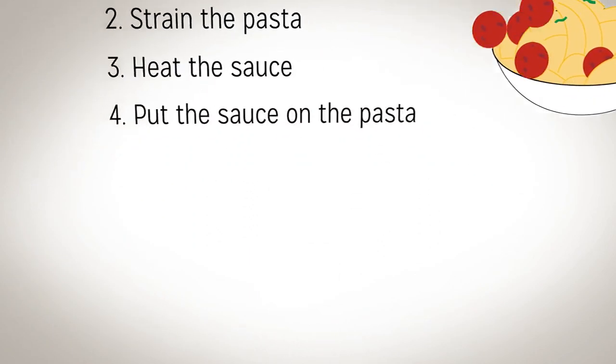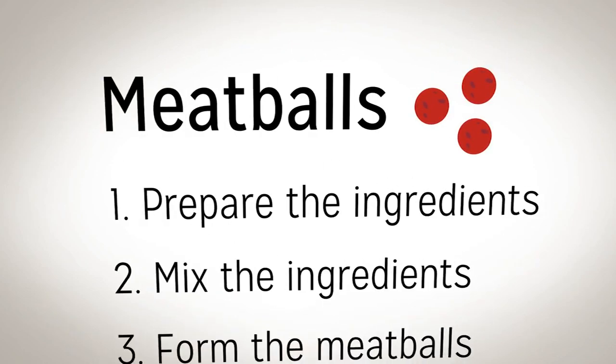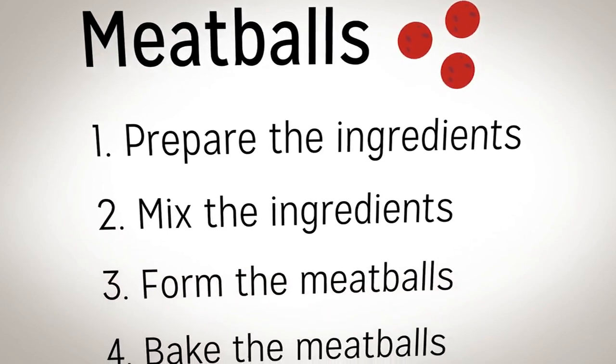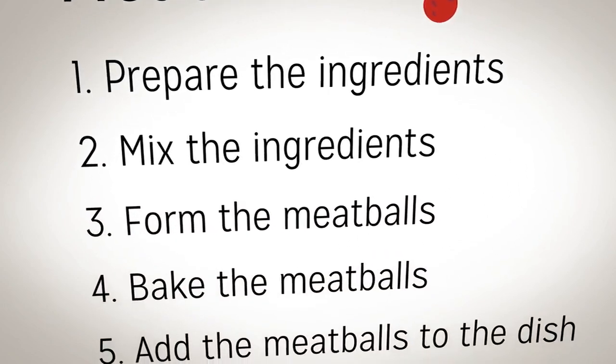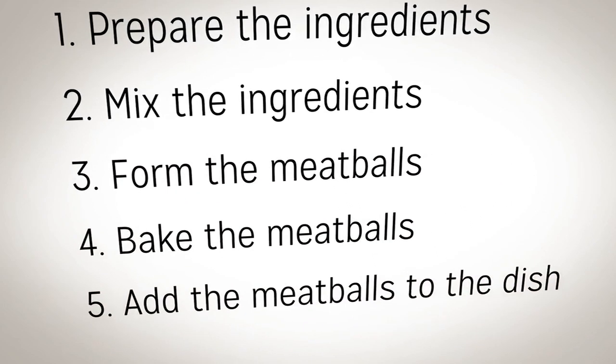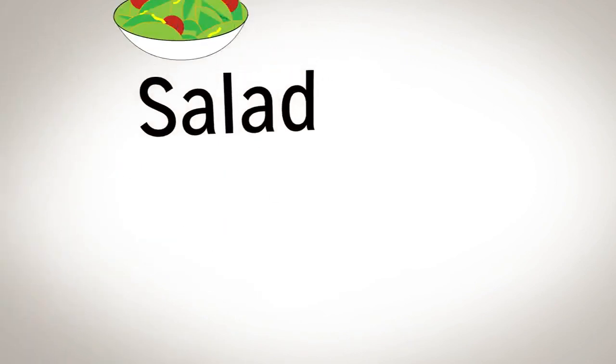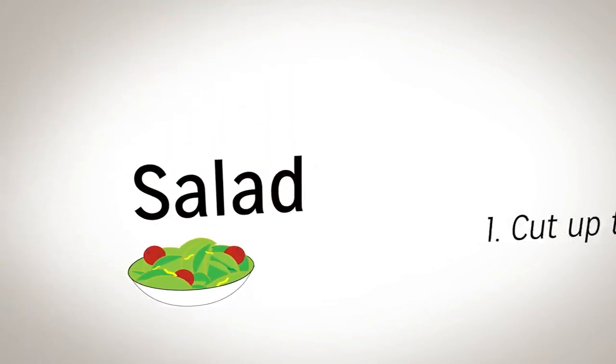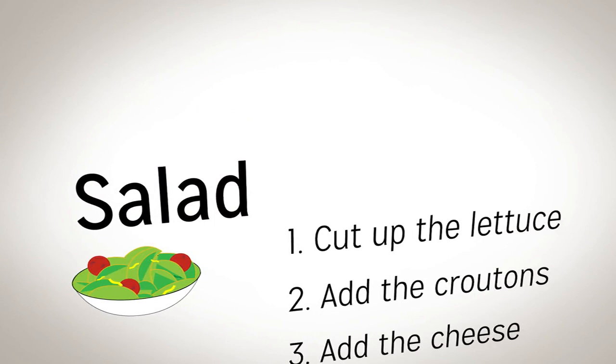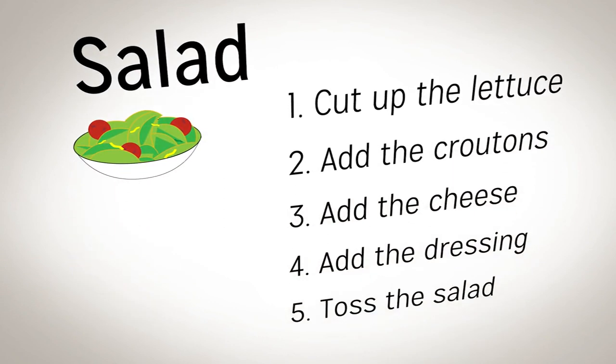sauce on the pasta. To make the meatballs, we will need to prepare the ingredients, mix the ingredients, form the meatballs, bake the meatballs, and then add the meatballs to the dish. Finally, to make the salad, we will need to cut the lettuce, add the croutons, add the cheese, add the dressing, and then toss the salad.